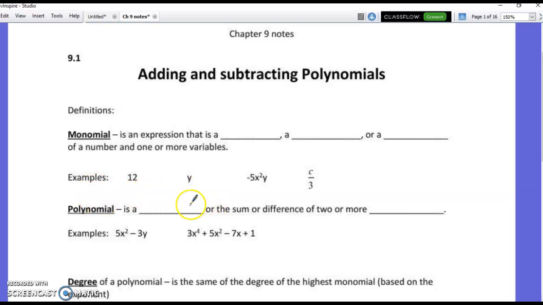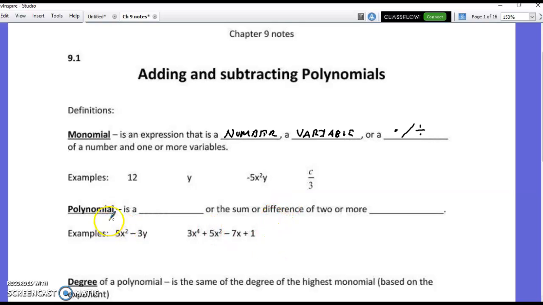It's basically a term, but from a definition standpoint, a monomial is an expression that is a number, so a standalone number like 12, a variable, so any type of letter, or a product, or a quotient. So basically any ones that are bunched up together or as a fraction of a number of one or more variables. So what we refer to as terms are basically monomials.